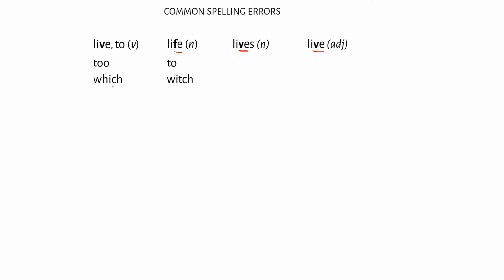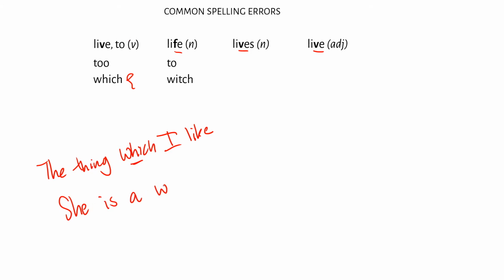Which. So this is the correct form, in which case you want to say the person, or let's say the thing, which I like, and she is a witch, right? This is the person with the nose and the broomstick, and this is the correct form to write this. Okay, so mind that as well.